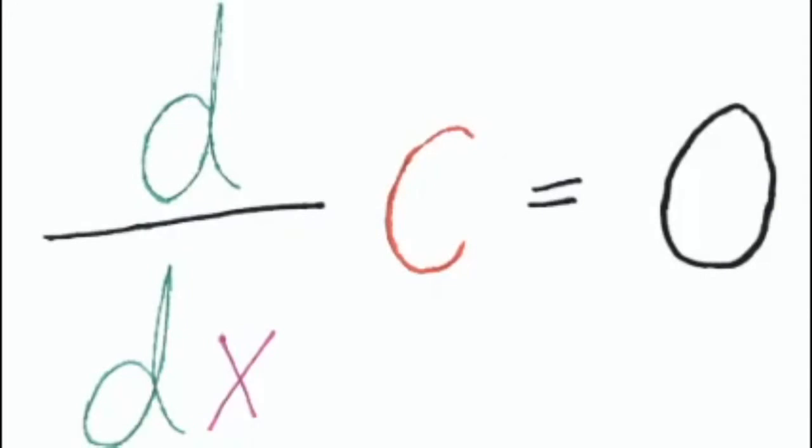Going to introduce some standard derivatives. So the first rule to remember is that if you have a constant, such as 2 or pi or any numerical value, the derivative of that constant is equal to 0.